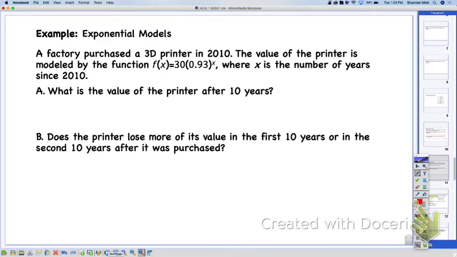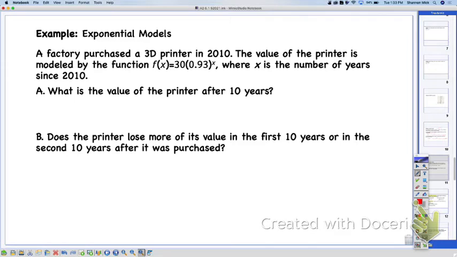So a factory purchased a 3D printer in 2010. The value of the printer is modeled by the function f of x equals 30 times 0.93 to the x, where x is the number of years since 2010. Okay, before we answer any questions, is this a growth or a decay? Decay, because the base is smaller than 1. Look, not my base, my rate.